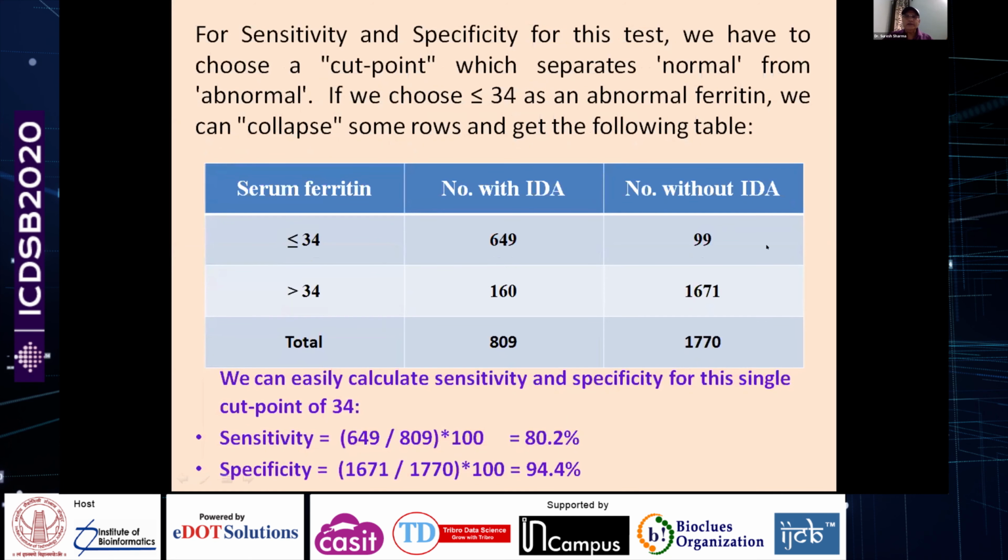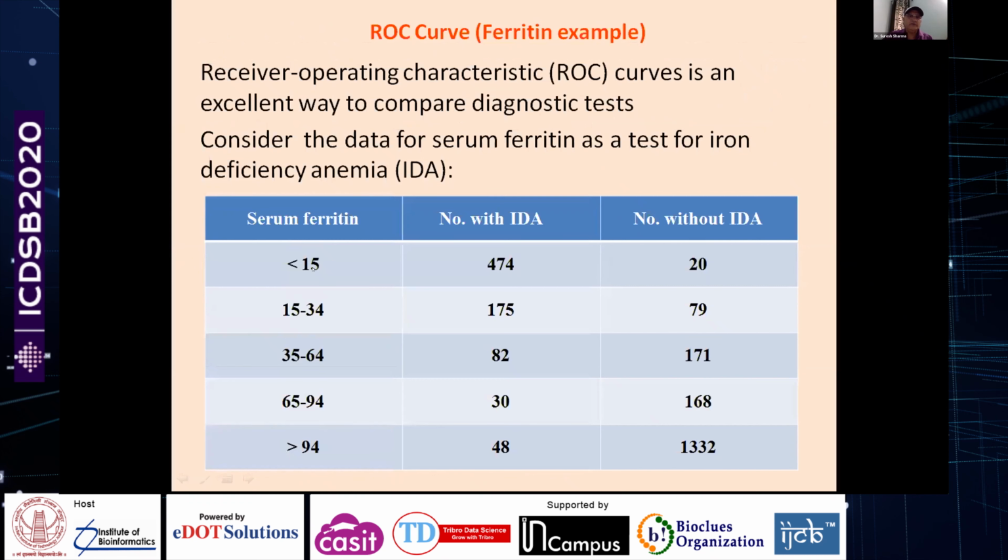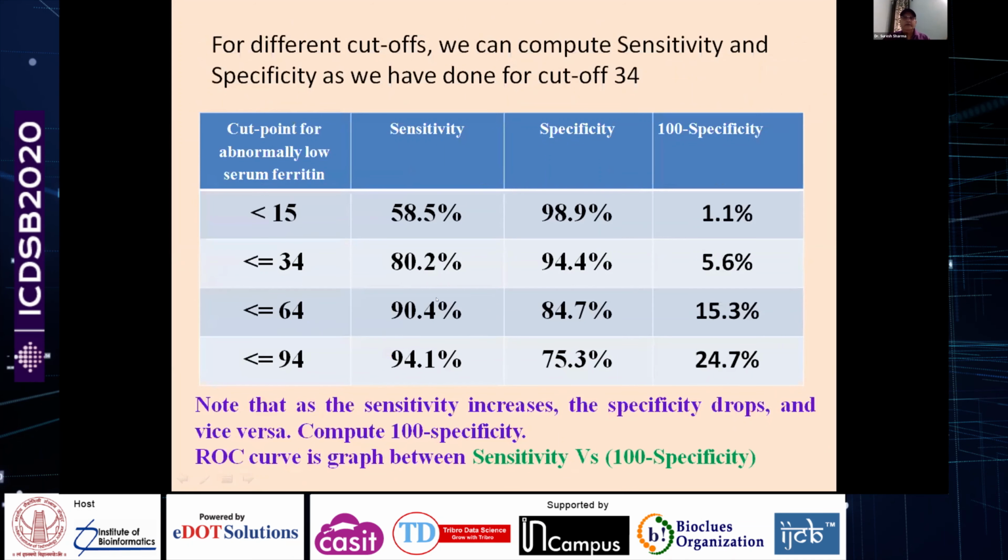Again, you are getting a 2 by 2 table, and for that you can compute sensitivity. The formula I have already given. You can compute specificity, multiply by 100, you will get it in percentage form. This is for cutoff 34. But there are many cutoffs which can be taken. 15 is one cutoff, 64 is another cutoff, 94 is another cutoff. If you take all the cutoffs and do the same thing, you will get sensitivity, you will get specificity. Then you compute 100 minus specificity, and you will get all these values.